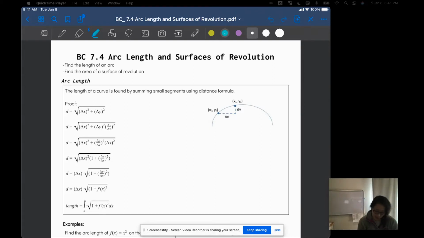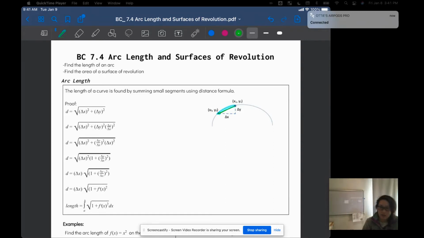If I want to find the arc length between these 2 points, x sub naught and y sub naught, and x sub 1 and y sub 1, basically what we're going to start out with is the distance formula so that I can figure out the straight distance between these 2 points. And then we'll apply some of our calculus. So here we go. The distance formula is equal to the square root of the change in x squared plus the change in y squared.